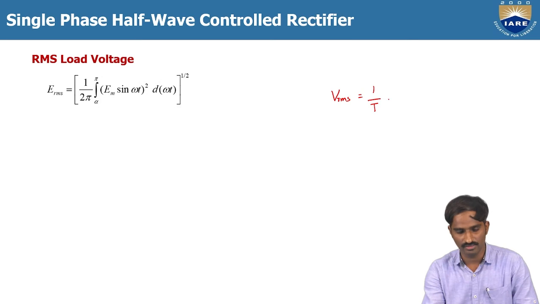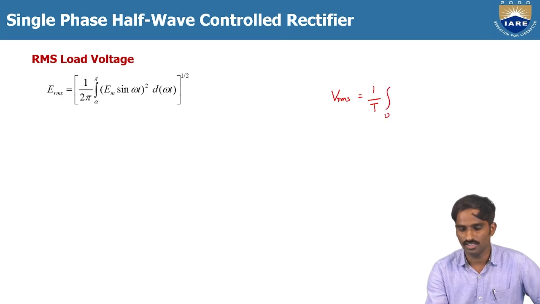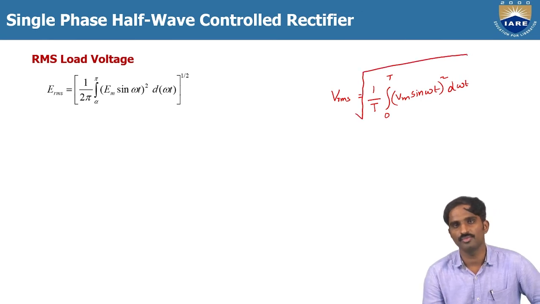Here, first let me go for the equation. So here it is 1 by T into the integral, again from 0 to T, of Vm sine omega T whole square into d omega T, and we should take the root, because the root means square is the RMS value. This is the standard equation.